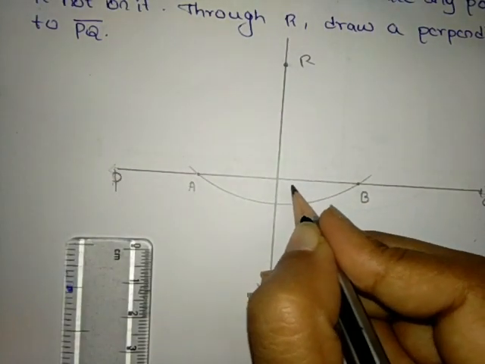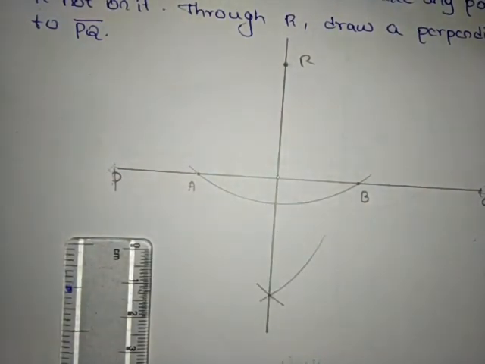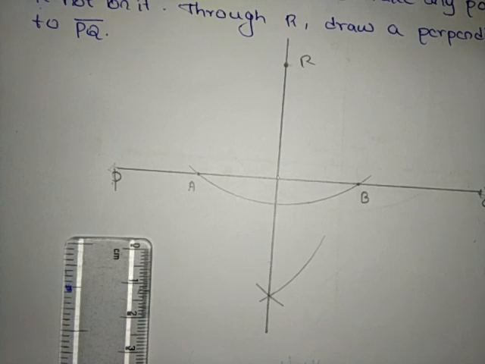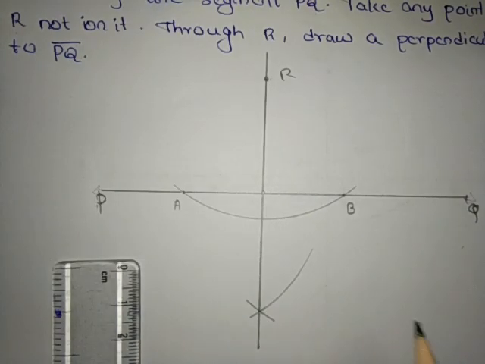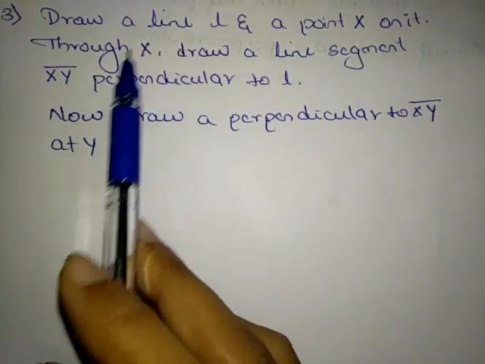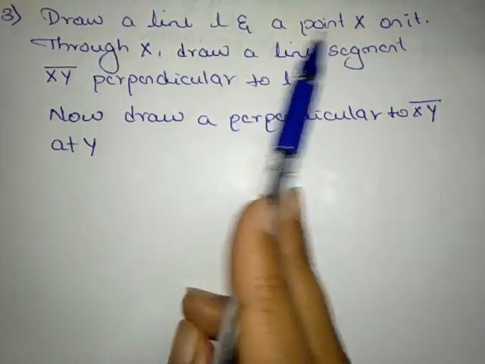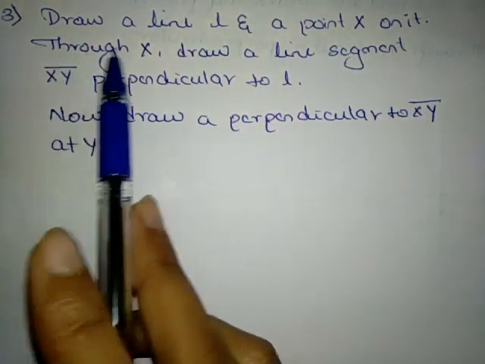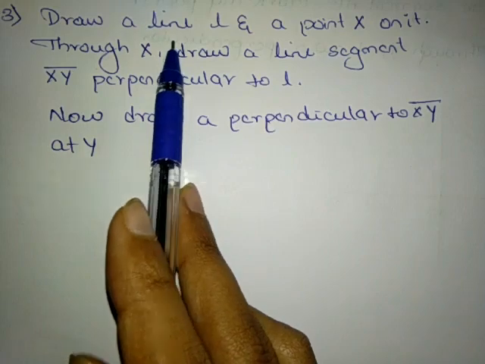Okay, you can see here we have got a perpendicular line. Then this completes the second question. Next we'll move on to the third question. Draw a line L and a point X on it. We should mark a point X on the line L here.